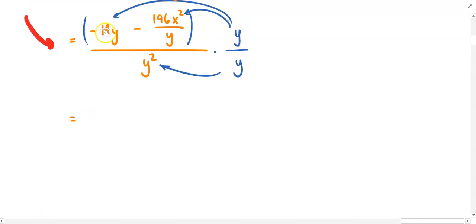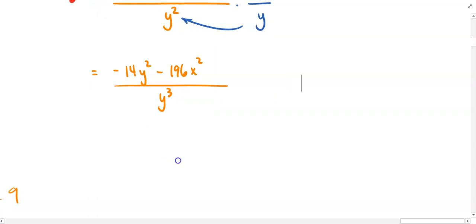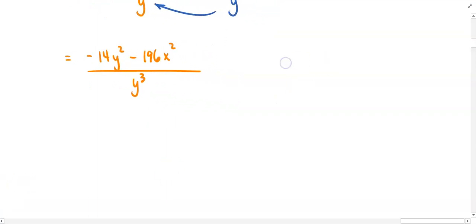So this y, when distributed in the numerator, produces a minus 14y squared. And then this y, when multiplying by this fraction, will essentially cancel the y in the denominator, and we're now left with minus 196x squared, and we can divide that by now y cubed. Okay, well again, not a whole lot better than what we saw before, maybe a bit simpler, but perhaps not even a whole lot better.